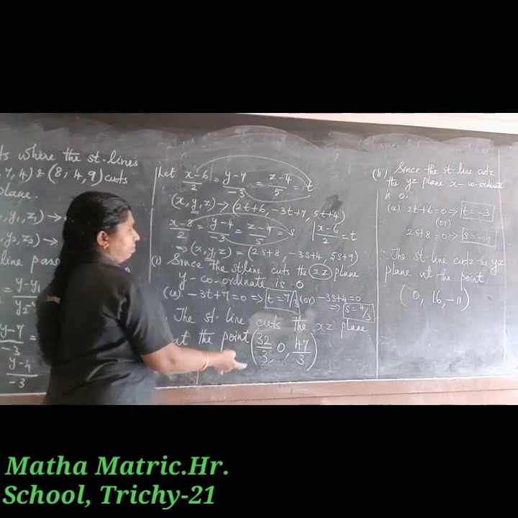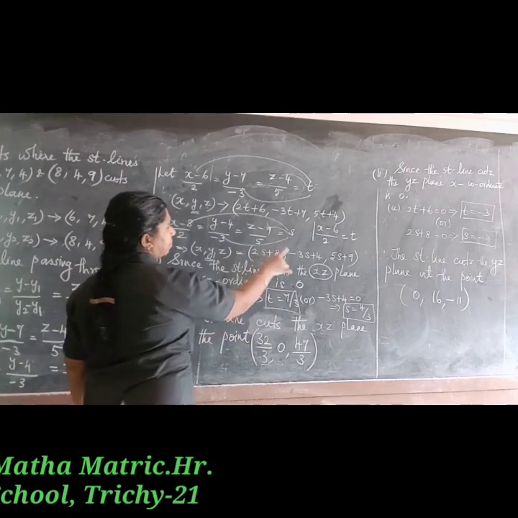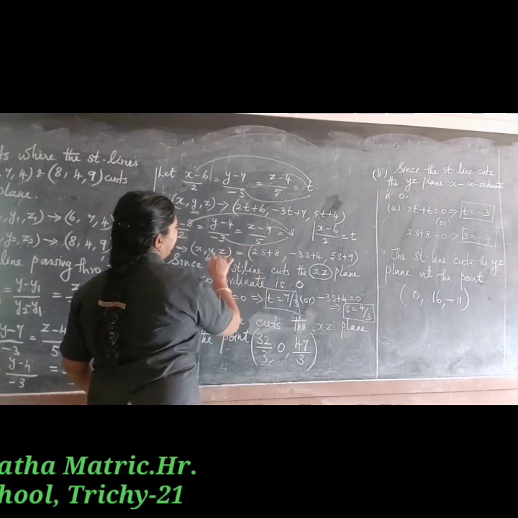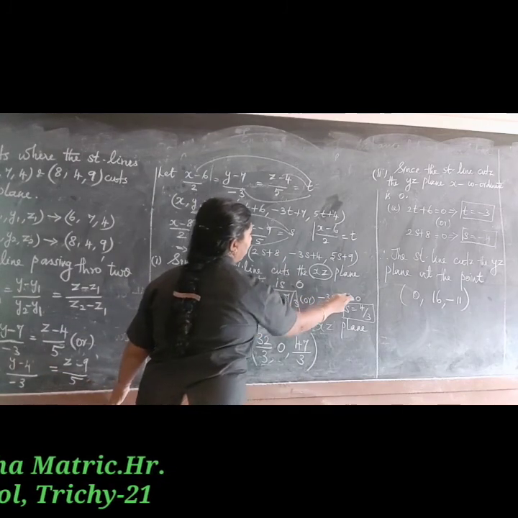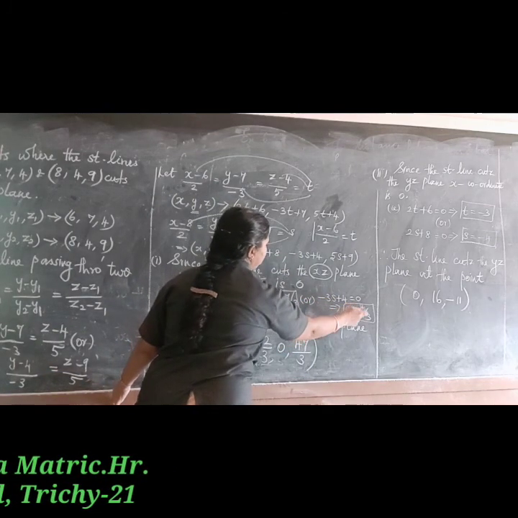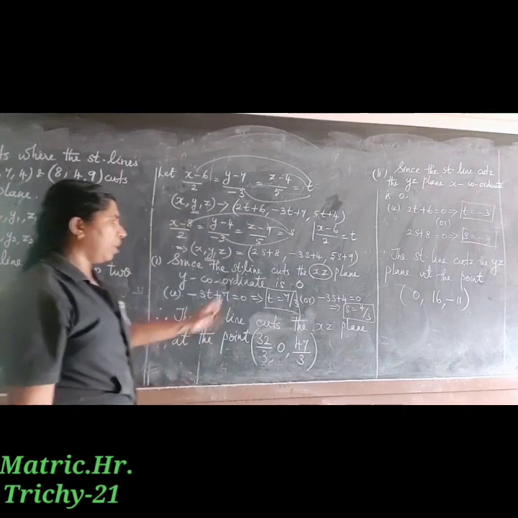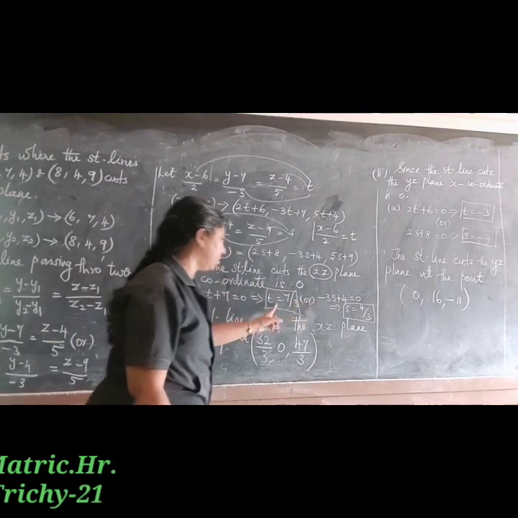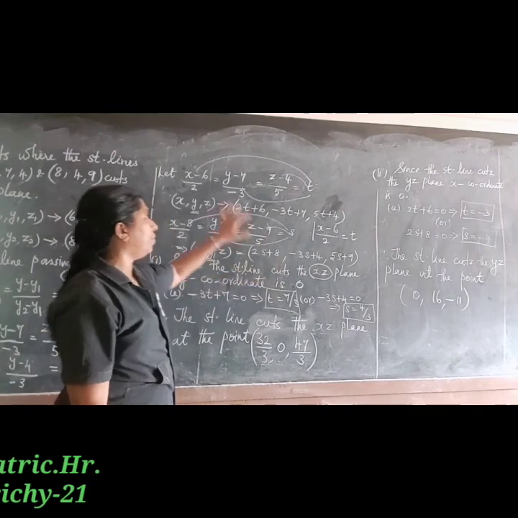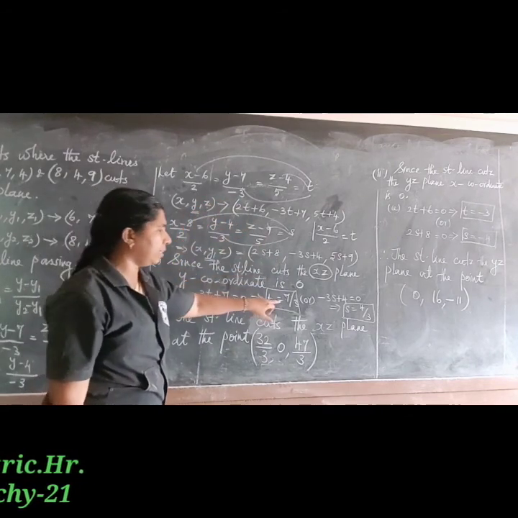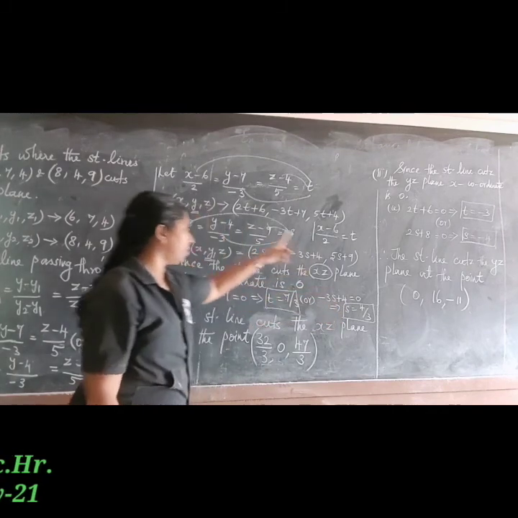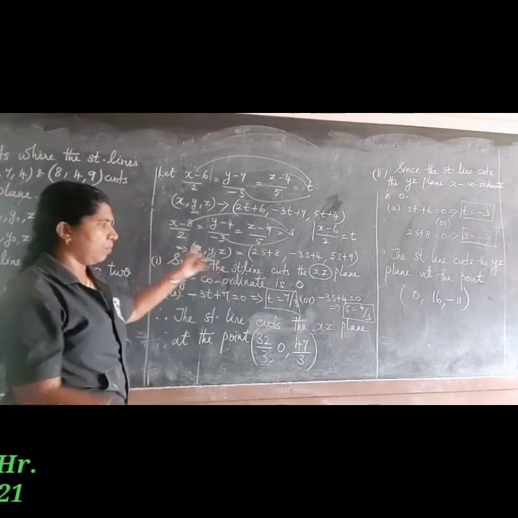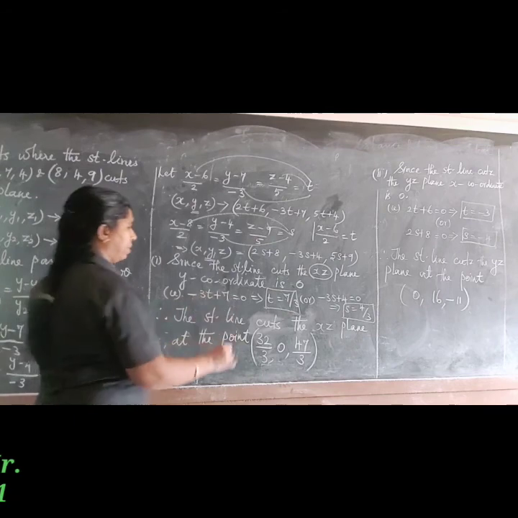Or you can take the y coordinate from the second set, minus 3s plus 4 equal to 0, which means s is equal to 4 by 3. So we got two different values, one is s, one is t. Either one of the values you can use: if you take t, substitute it in the first set; if you take s, substitute it in the second set of points. For both you will get the same answer.